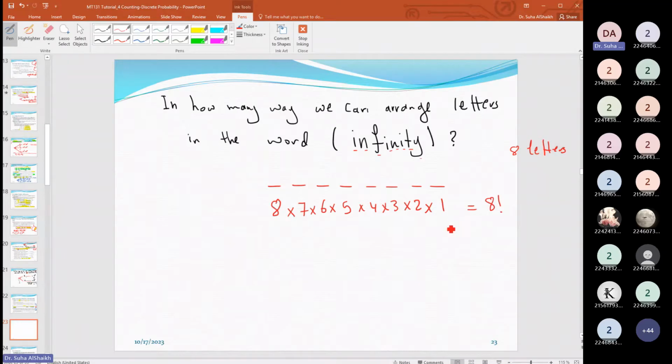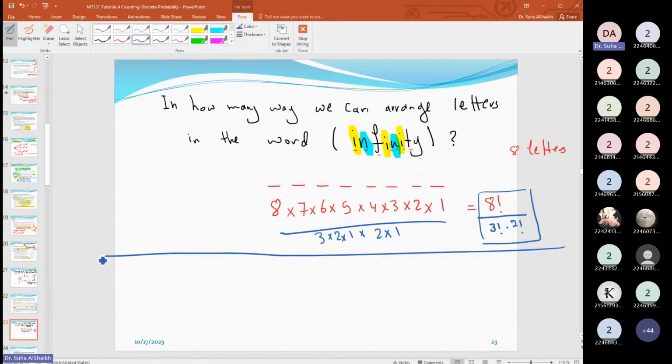But among those letters, the I is repeated how many times? 1, 2, 3 times. So I'm gonna divide this by factorial 3. And the letter N is repeated twice, so I'm gonna divide this also by factorial 2. And this will give me the result. Okay? So here we divide by 3 times 2 times 1, multiplied by 2 times 1, which is factorial 3 and factorial 2.